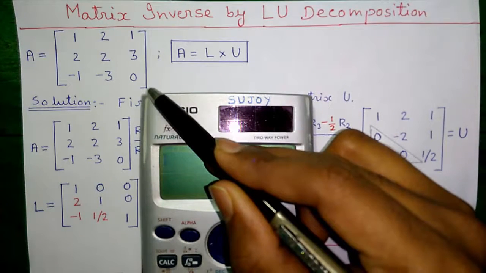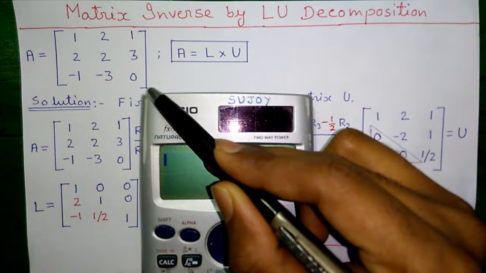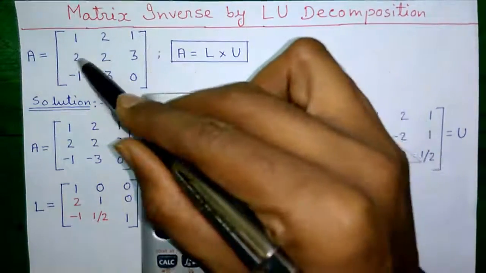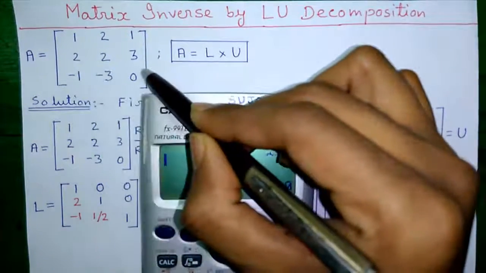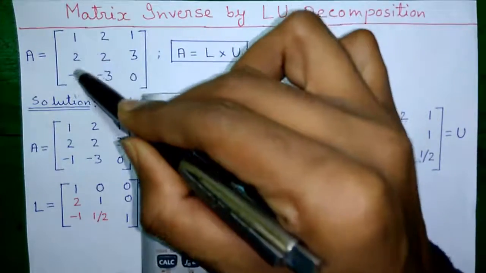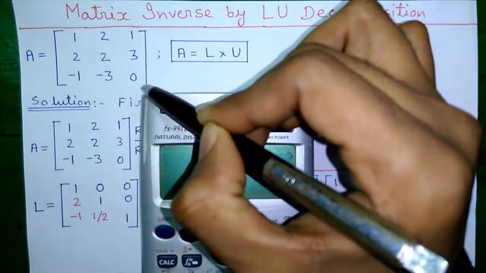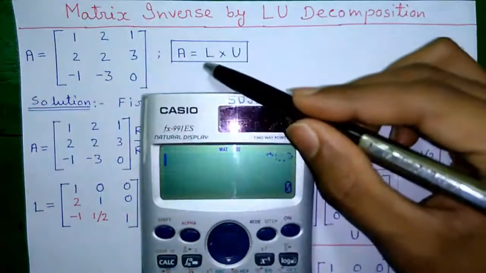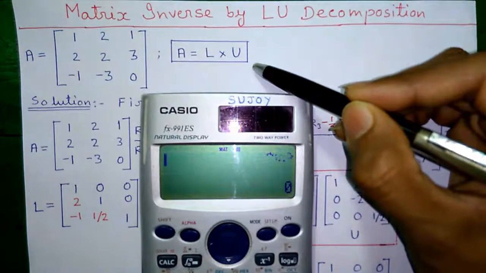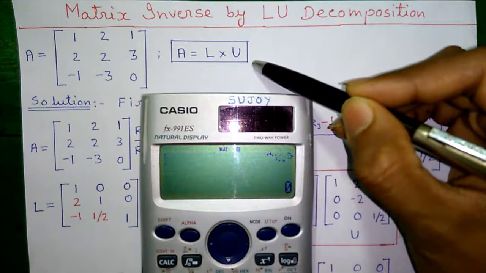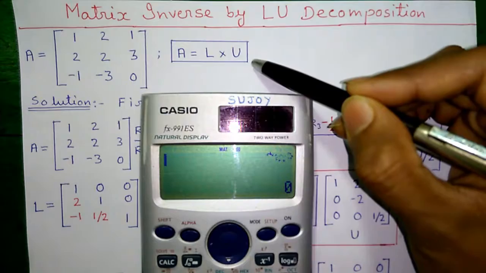These are our given matrix A, which is a square matrix. In a square matrix, number of rows equals number of columns. So here A has 3 rows, row 1 or R1, R2 and R3, and 3 columns, column 1 or C1, C2 and C3. So A is a square matrix. Matrix A equals L into U sub-matrices, where L and U stand for lower and upper sub-matrices.